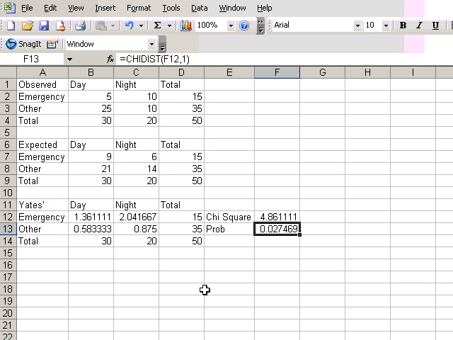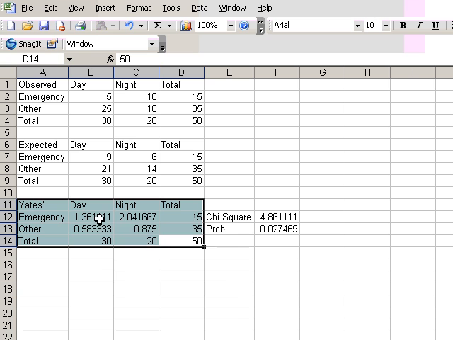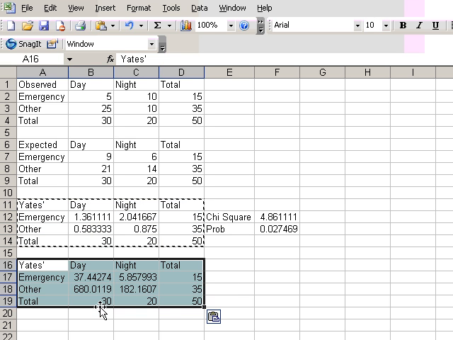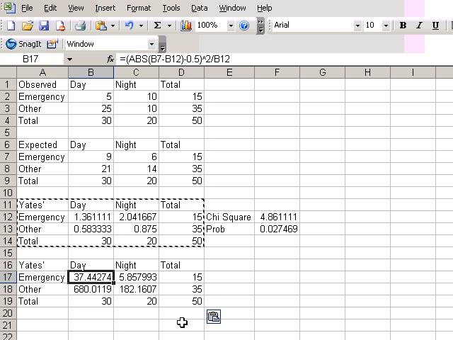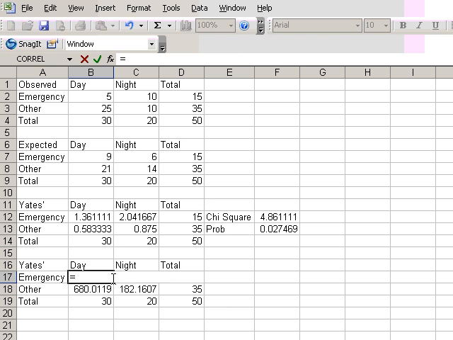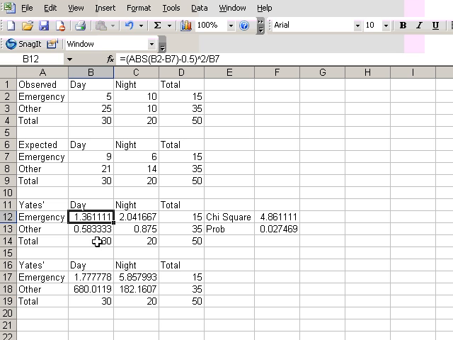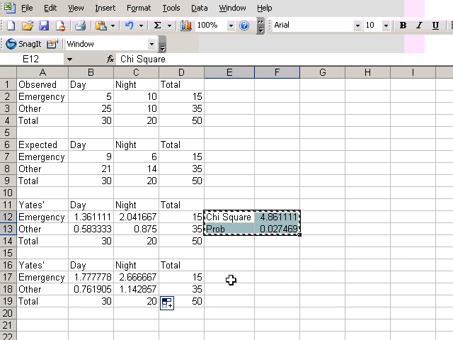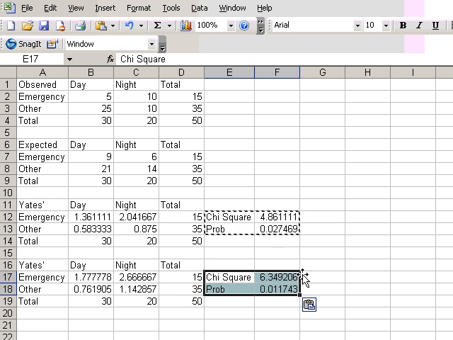What would have happened had I not used the Yates's correction? Let's copy this and paste it here. And here I will again say that this is equal to the observed minus the expected, squared, divided by the expected. And instead of getting 1.36 as the result, I get 1.77. And if I drag this again to the other 3 cells and now copy this and paste it here, I get a chi-square value of 6.3 and a probability of 0.01.